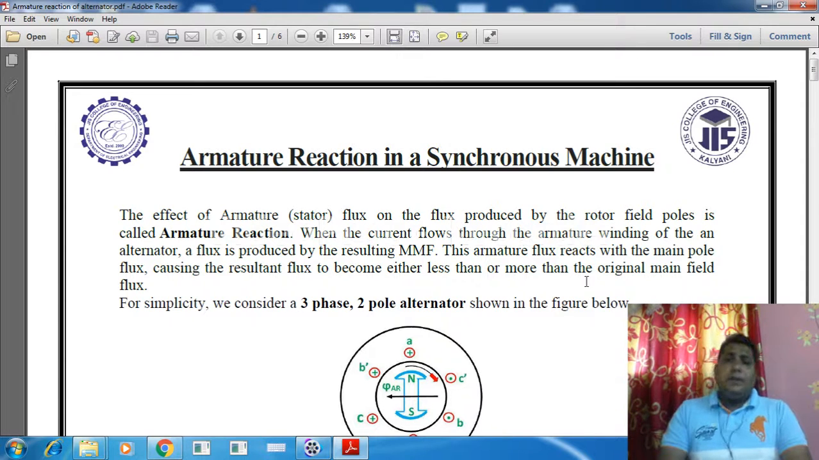So today's topic, as you can see on the screen, is the armature reaction in a synchronous machine, mainly in the synchronous generator section. That is the section we are discussing.